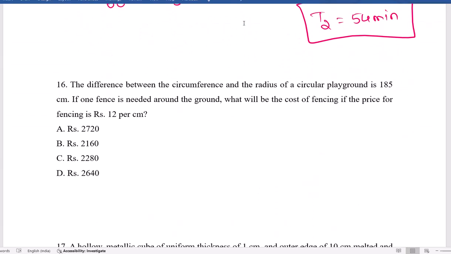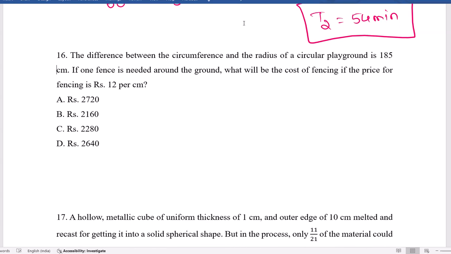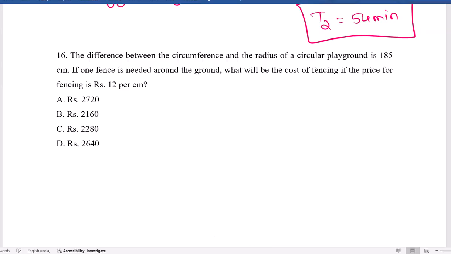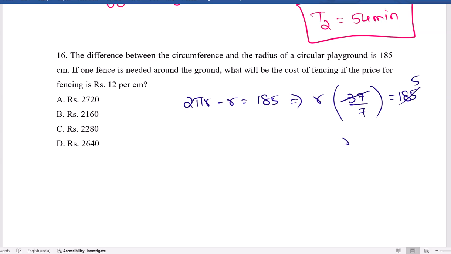Now similarly, have a look at this. Areas and volumes related. The difference between the circumference and the radius of a circular playground is 185, meaning 2 pi r minus r is 185. I want to calculate r, so take that r separate. 2 into 22 by 7 minus 1 means 37 divided by 7. This is 5 times r, which is 7 into 5, 35 centimeters.